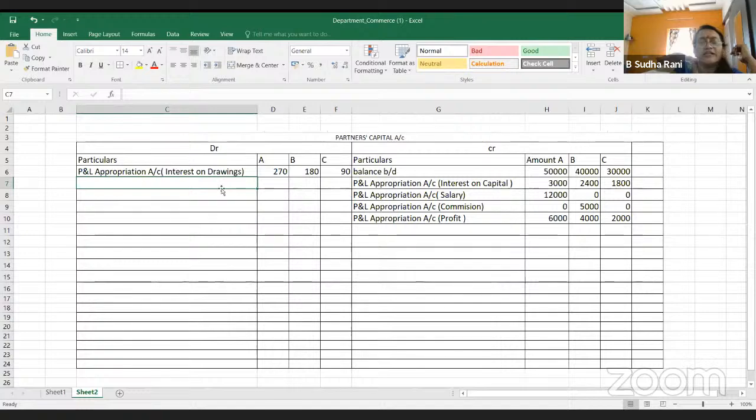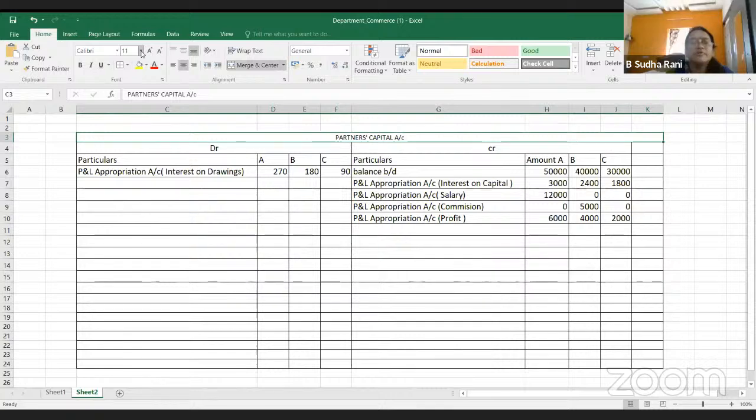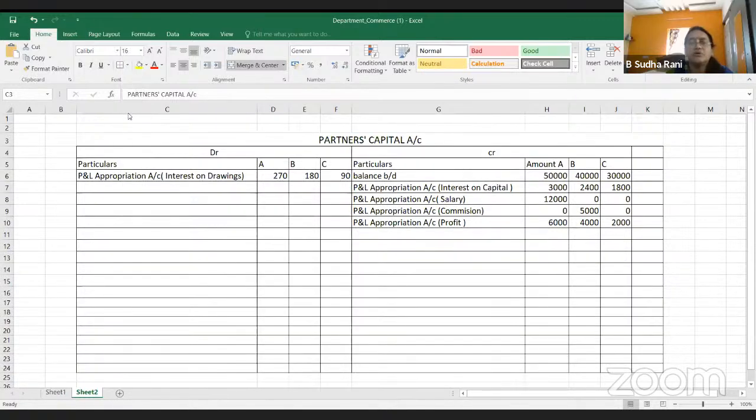Anything else on the credit side of the P&L appropriation account? Nothing. The first one, whatever the net profit is, should not be taken, because we wrote that in the P&L account, not the partners' capital account. So that will not come here. Are you understanding? Yes, ma'am. So what is the next step? Finding the balance of the partners' capital accounts.